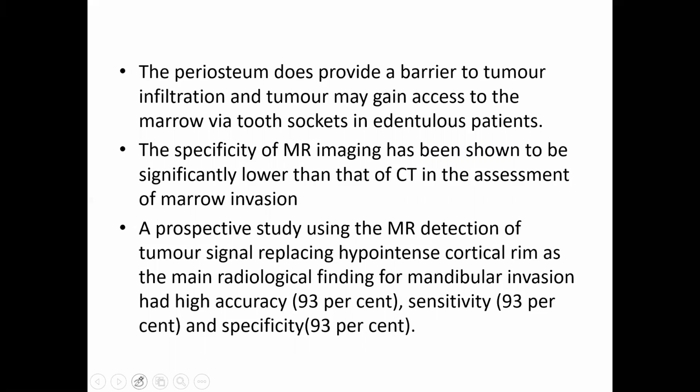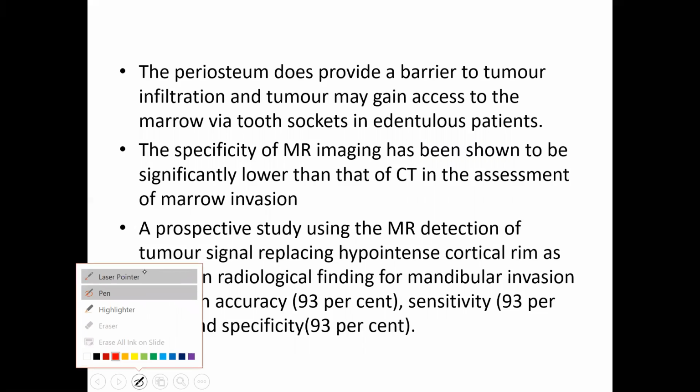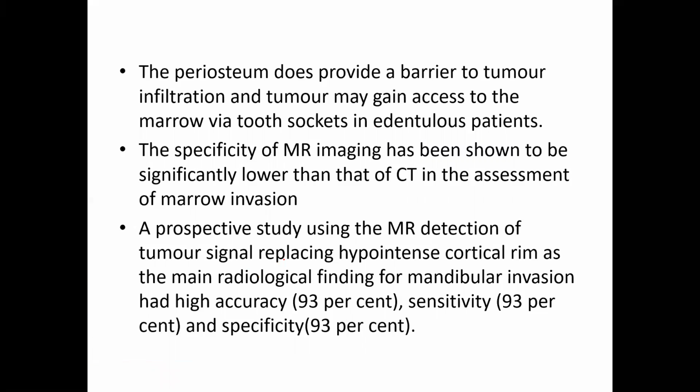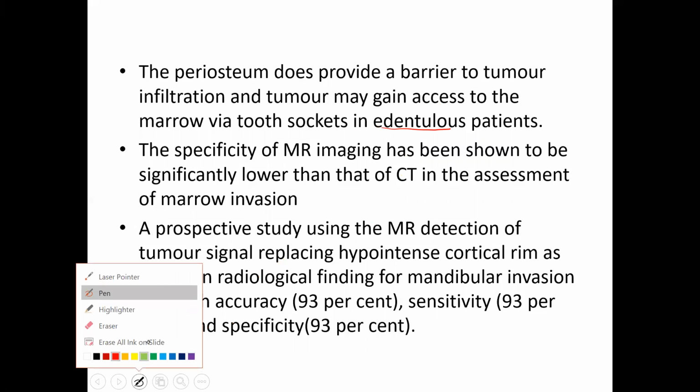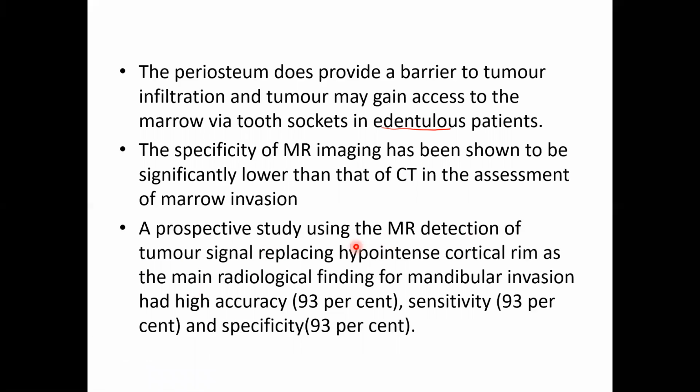The periosteum does provide a barrier to tumor infiltration, and tumor may gain access to the marrow via tooth sockets in edentulous patients. The specificity of MR imaging has been shown to be significantly lower than that of CT in the assessment of marrow invasion. A prospective study using the MR detection of tumor signal replacing the hypointense cortical rim as the main radiological finding for mandibular invasion had high accuracy, that is 93%, sensitivity 93%, and specificity 93%. You should keep these things in mind also.